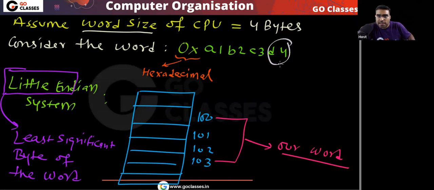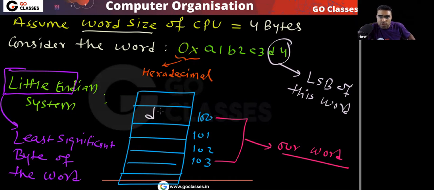So this is the little end. You can see this is the least significant byte of this word. So what you will do, you will start with this. First, at this lowest address, what will you put? At this address you will put D4, then the next byte C3, then the next byte, that is B2, and then the next byte, that is A1. So this is how your main memory will look like in the little Endian.